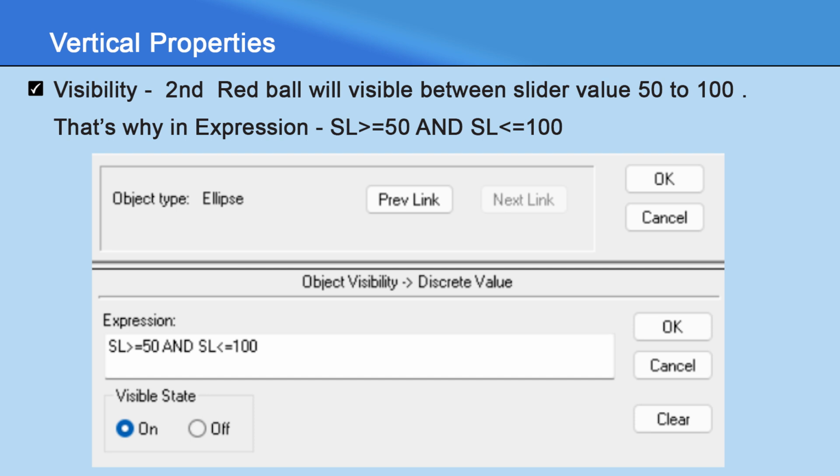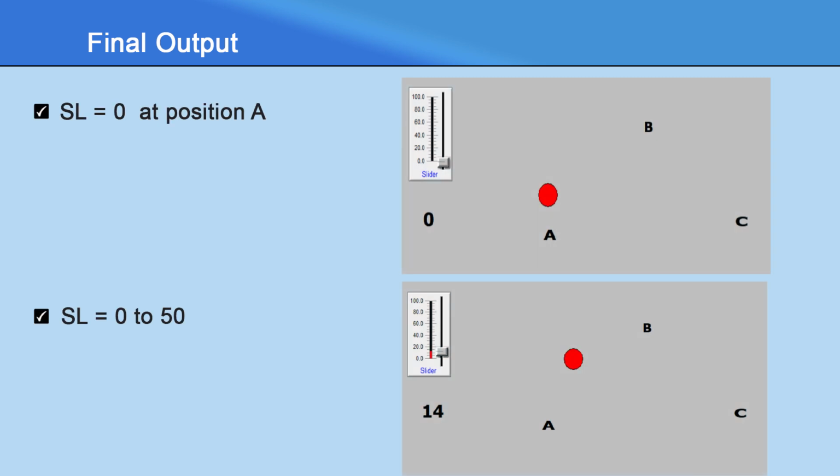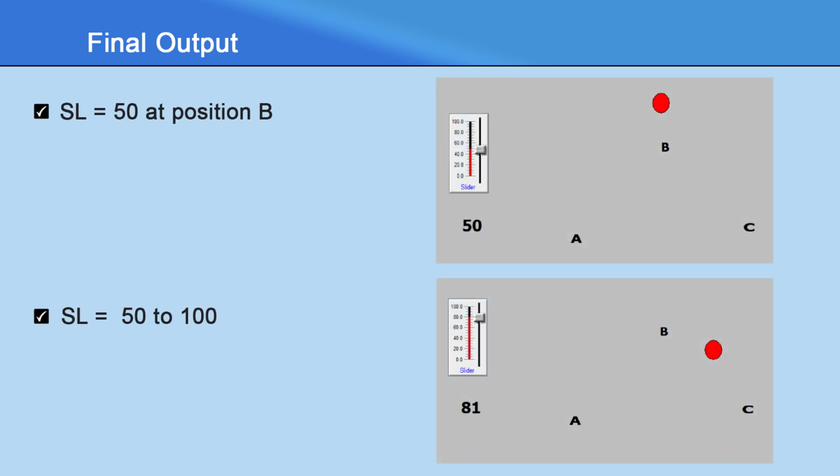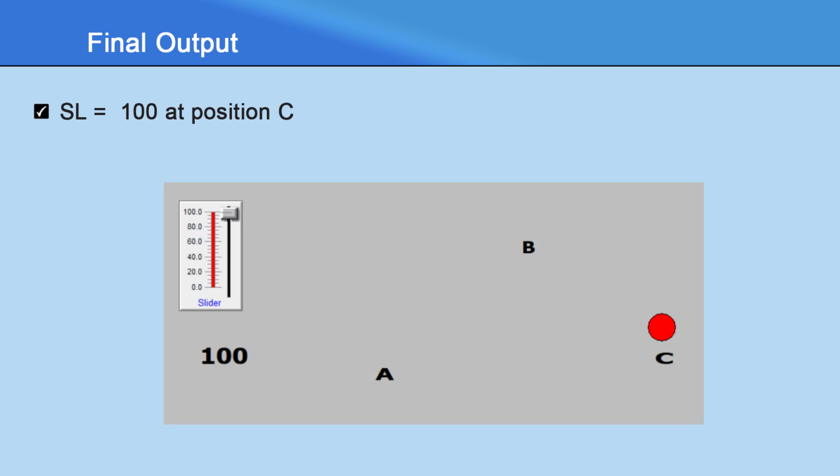Okay. So, here is the output window. After completing the same steps, after setting the properties programming, when you click on the runtime window, your window will convert from the development window to the runtime window, and this will appear. Now, when the slider is at 0 position, your ball is at A. When the slider is at 14, your ball is between A and B. And when the slider is at 50, the ball is at your B position.